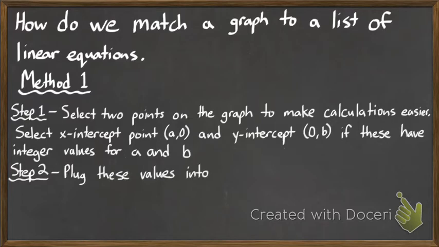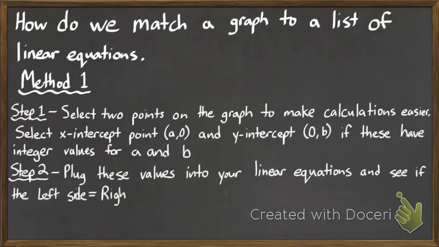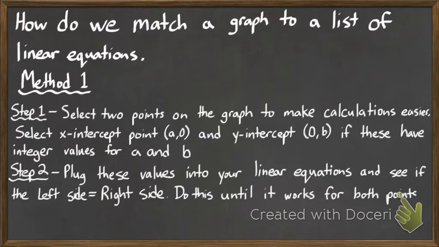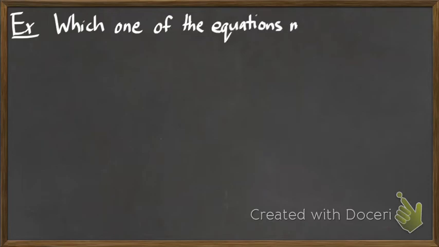Alright, step 2. What you're going to do is then plug these points into your linear equation, or equations, depending if you have more than one, and you're going to see if the left side equals the right side. Then you're going to keep doing this until it works for both points. So once it works for both points, then you know you have the correct equation. Alright, so now that we know this method, let's try it with an example.